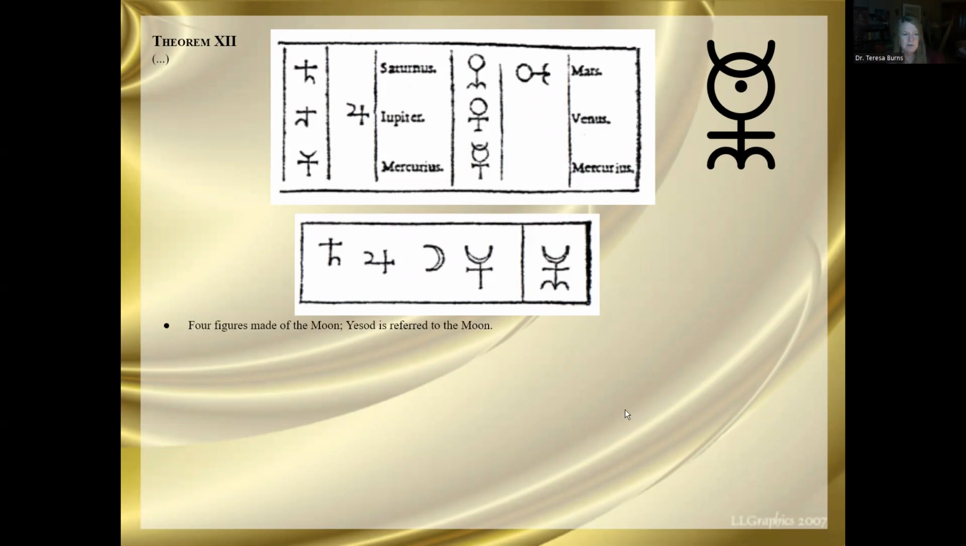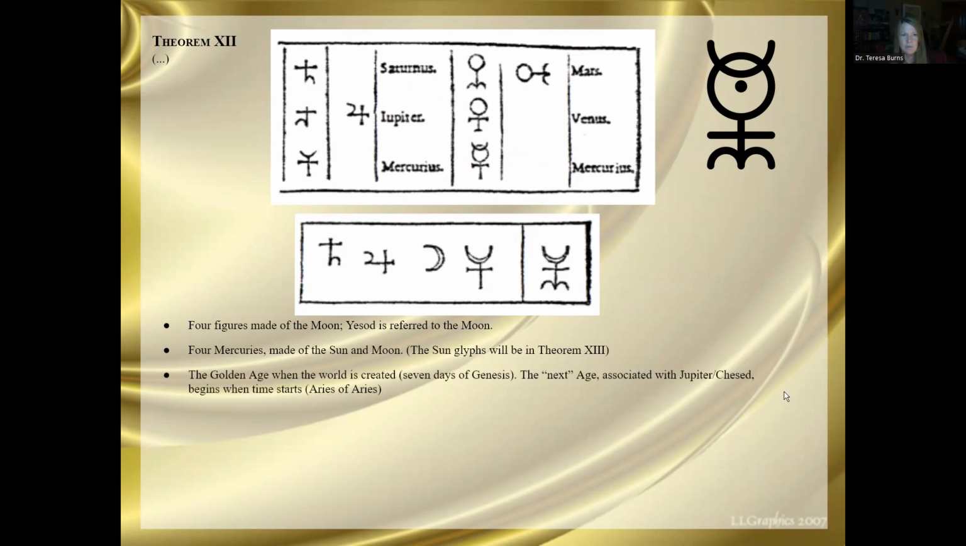So let's review here. We've got 4 figures in these first 3 columns here, made of the moon. Yesod is referred to the moon. We have 4 Mercuries. There's one in the first column, one in the 4th column. There's another down here. It was also in the margins. And you have this one. You've also, if you consider these 2 the same, you've got this stylized one here. 4 Mercuries made of the sun and moon.